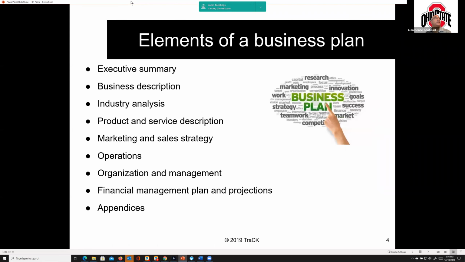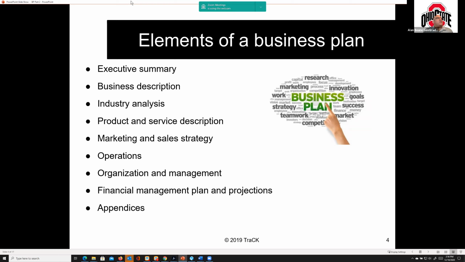All right, so these are some of the elements of the business plan that are common. There could be some additional ones, and you could drop some of these, but again, this is just an example, something to present to you guys as an example of a business plan.